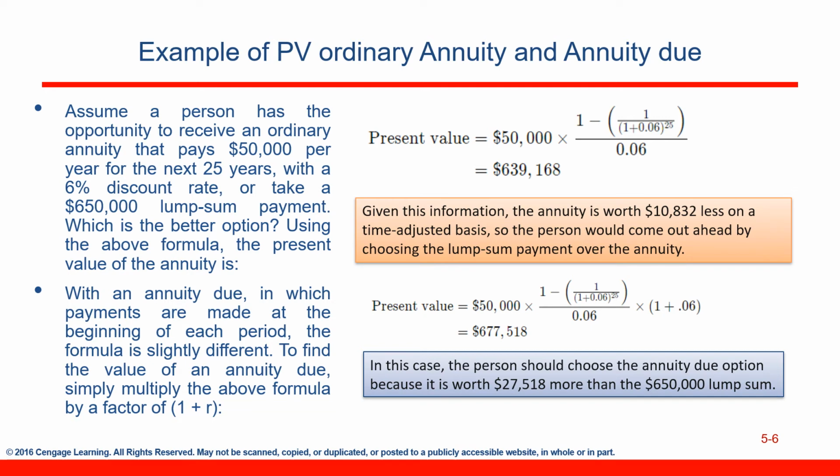So in this case, you may choose either the lump sum of 650,000, or you take 50,000 at the end of each year for 25 years, or you receive it at the beginning. If that is the case, I will choose the annuity due because it is higher compared to the lump sum payment of 650,000.